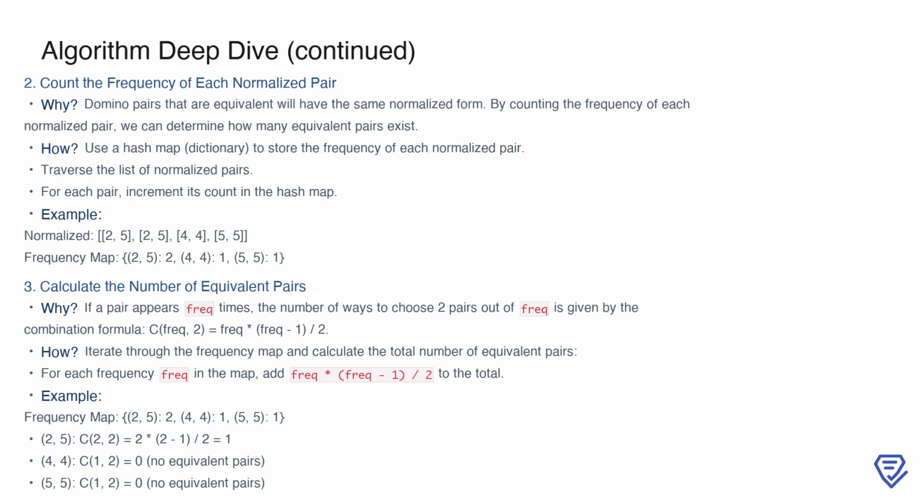If a pair appears frequency times, the number of ways to choose two pairs from it is given by the combination formula, C(frequency, 2), which simplifies to frequency multiplied by frequency minus 1, divided by 2. For example, with the frequency map above, (2, 5) contributes one equivalent pair since C(2, 2) equals 1, while (4, 4) and (5, 5), each with a frequency of 1, contribute no equivalent pairs.